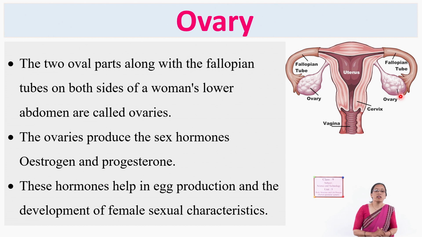And if these hormones are less, what happens? The fertility will decrease. If these gonad hormones, that means testosterone, progesterone, estrogen, are secreted very little, the person may become infertile also. If there is less secretion of testosterone, the male becomes sterile. If there is less secretion of progesterone and estrogen, the female becomes sterile.